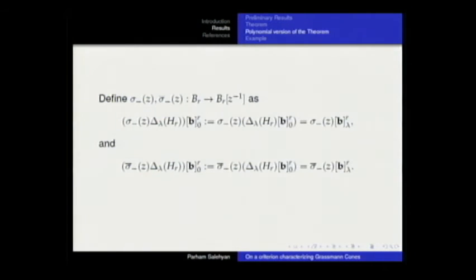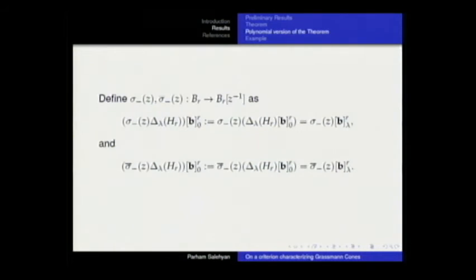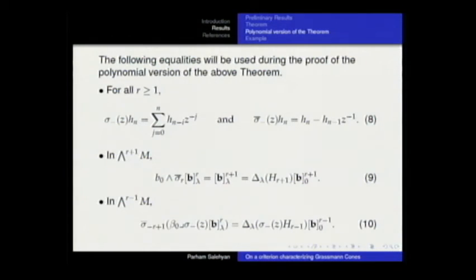Now, we also define these applications between B_R and B_R[Z, Z inverse] in the following way. In particular, we have the following information for sigma minus and sigma minus bar, the inverse of it, over B_R. That is, over every H_n, sigma minus Z acts as this finite sum, and the inverse is like this.